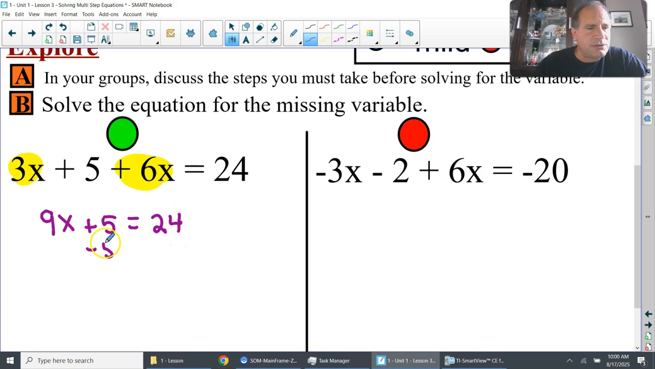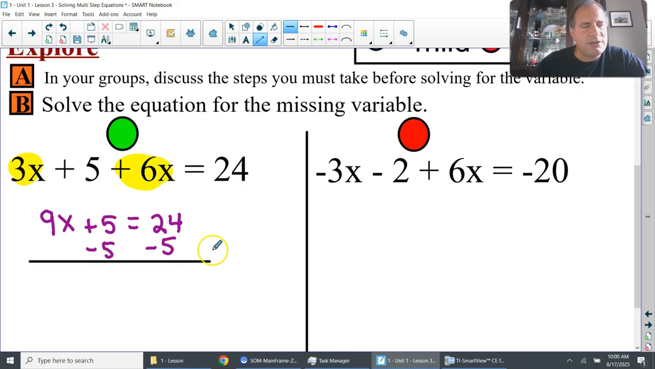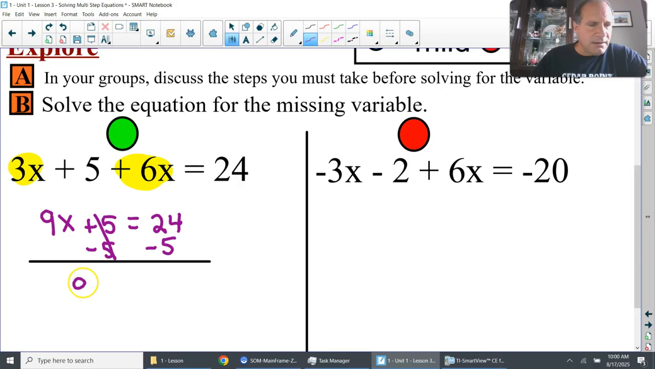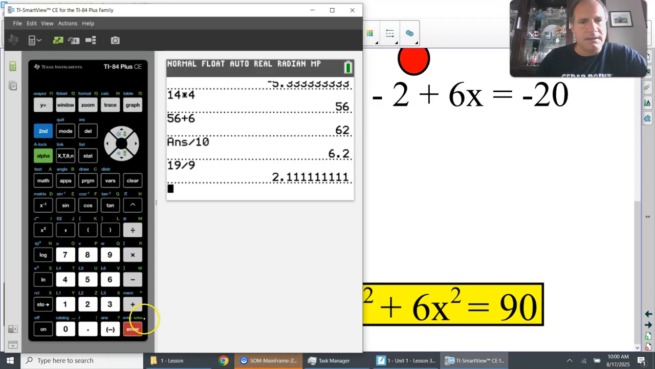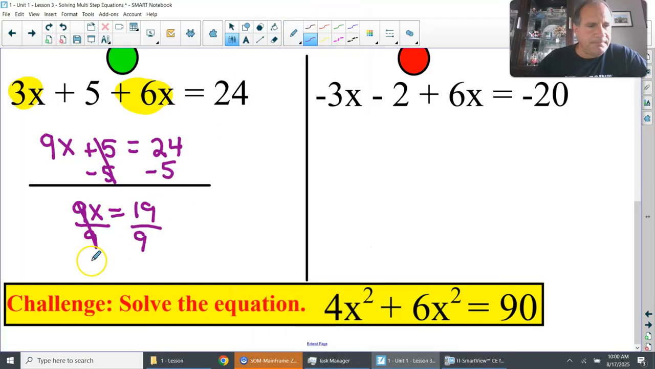Then that's a two-step equation. So you already know how to solve that. Use inverse operations. You subtract 5 on both sides, and the 5's cancel. You get 9x equals 19. And you're dividing by 9 on both sides. This cancels. And let me just take the calculator and just do 19 divided by 9. And it's 2.1. X equals 2.1 with a line on top, because it's a repeating decimal.